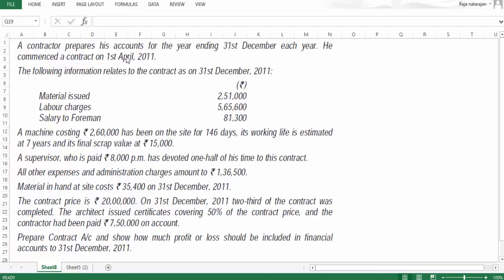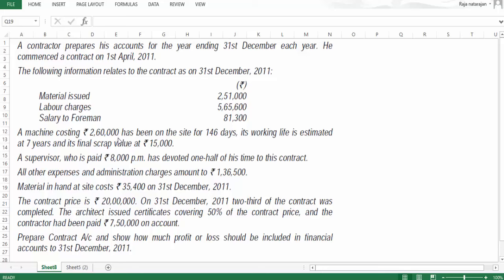A contractor prepares accounts for the year ending 31st December each year. He commenced a contract on 1st April 2011. The following information relates to the contract as on 31st December 2011, where we know material issued is 2,51,000, labor charges are 5,65,600, salary to foreman 81,300.